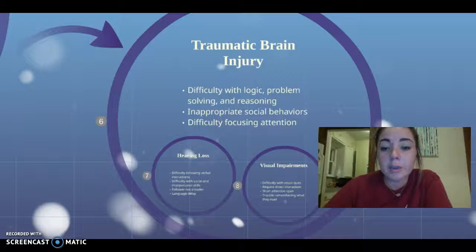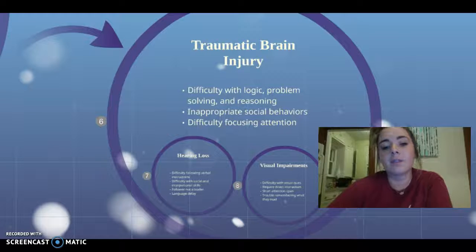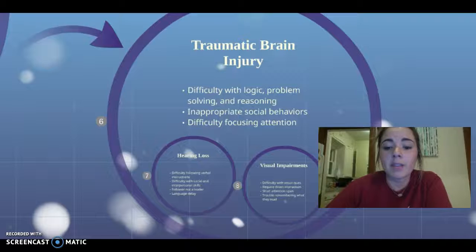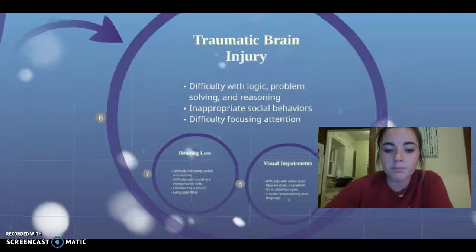The next one is a traumatic brain injury. And the characteristics of this is that students have difficulty with logic, problem solving, and reasoning, because these are main aspects that happen in the brain, and if they have had a brain injury, they kind of struggle with some of these things depending on how severe their brain injury is. At times they also have inappropriate social behaviors. This could be due to the brain injury, and they just don't know how to act in certain situations. And they also have difficulty focusing their attention to certain things. So students have a difficulty sitting in a classroom and really listening to what a teacher is saying.